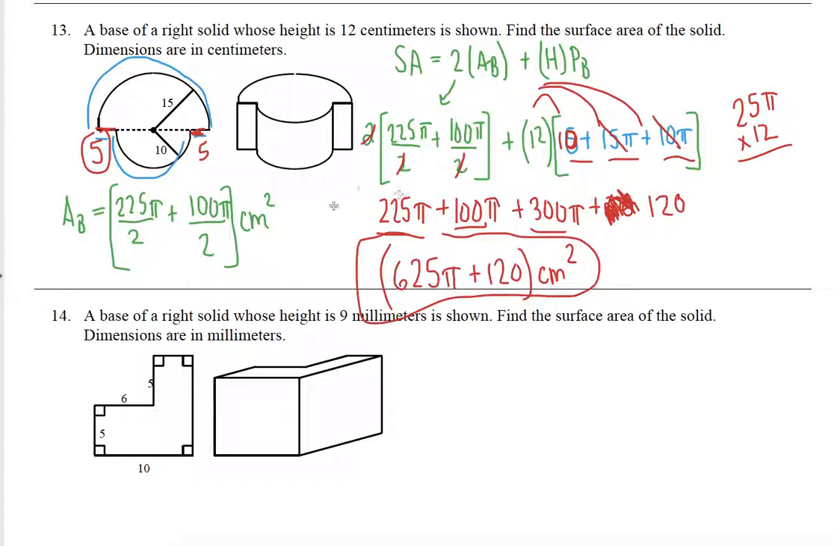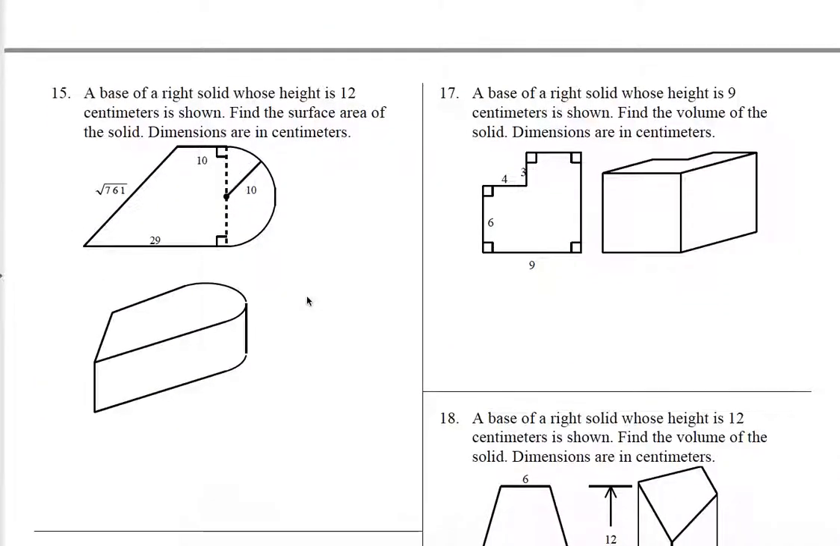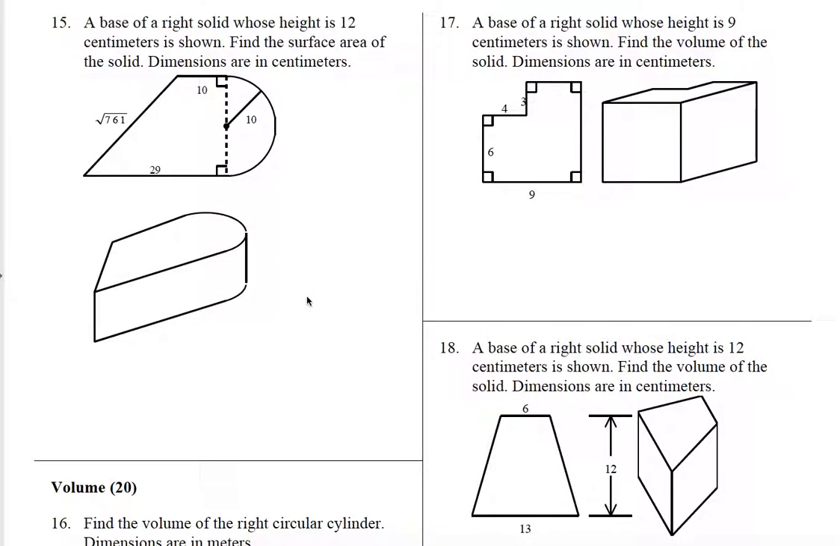So surface area can get kind of complex depending on the shape. This next shape, you would just simply use the same formula, 2 times area of base plus the perimeter of base times the height. But let's do one that's a little more complicated. So looking at number 15 here.